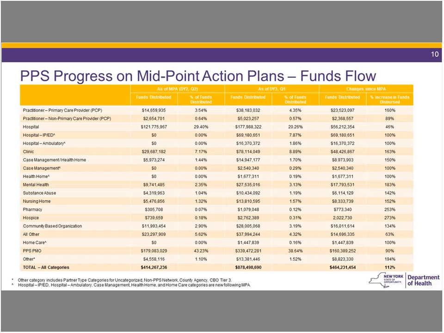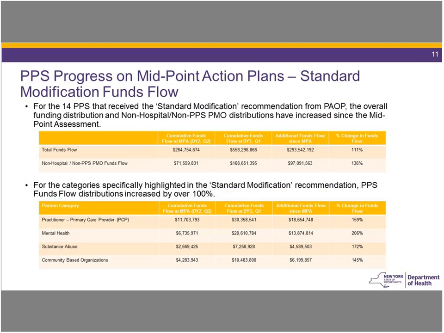So taking this a step further and focusing just on those PPSs that receive the standard modification from PAOP as one of their recommendations. And again, we have 14 of those that received that recommendation. Looking at it the same way that we did with the overall, these 14 PPSs had distributed at the time of midpoint assessment $264.7 million. Those distributions went up by 111% to $558 million. And so that's an increase of $293 million out just from these 14 PPSs.